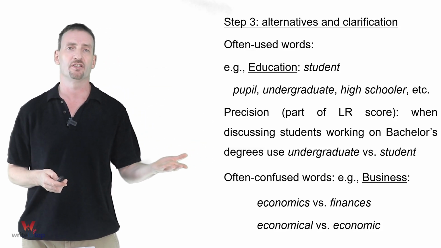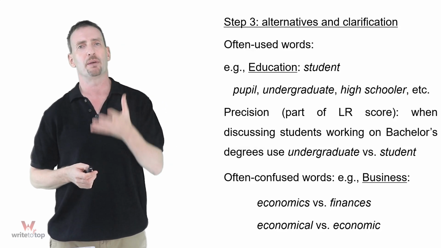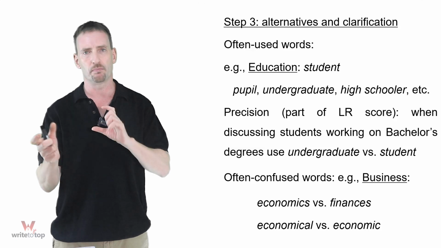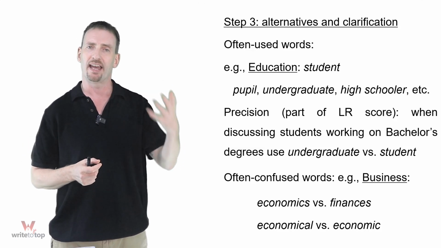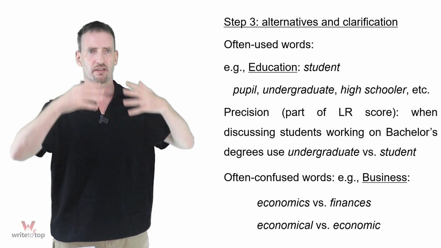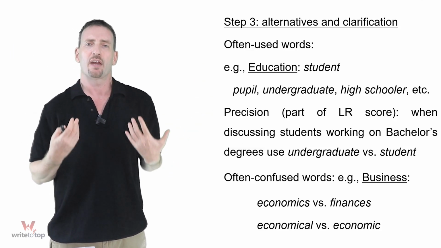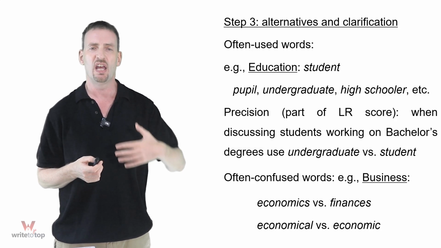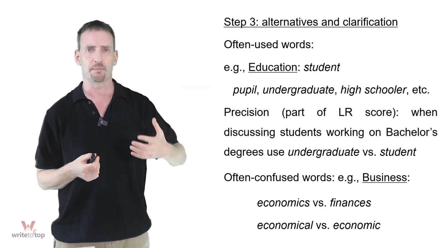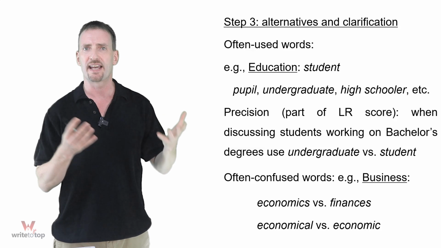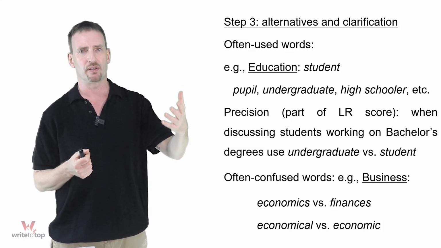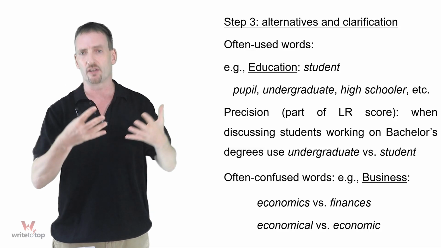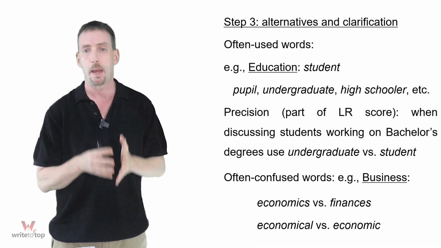And I also mentioned often confused words. So think about business, economics versus finances. People often mix these two words up. Economics is more about the theory, the bigger picture. So if I want to start a business, I think I have to think about the economics of doing so. I have to think about the political climate. I have to think about if there's a recession going on. I have to think about the labor market. I have to think about all these big things that have to do with the economics of running a business.